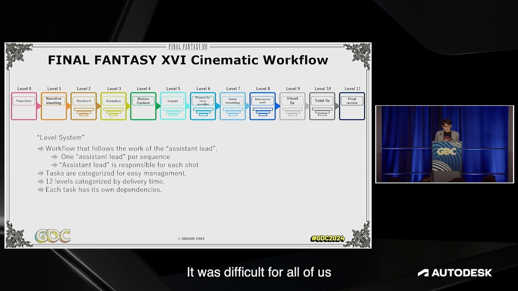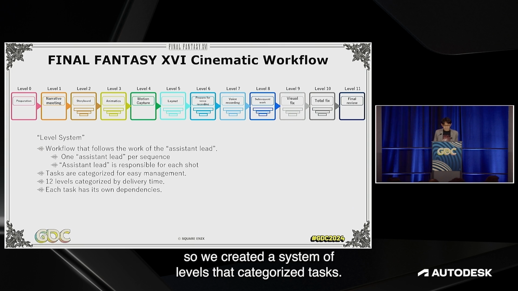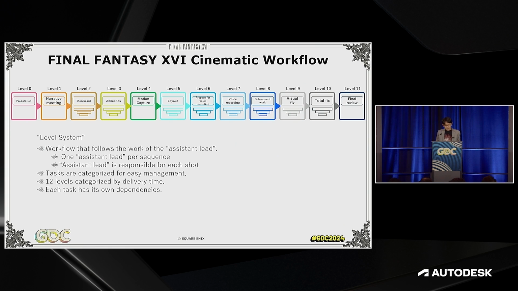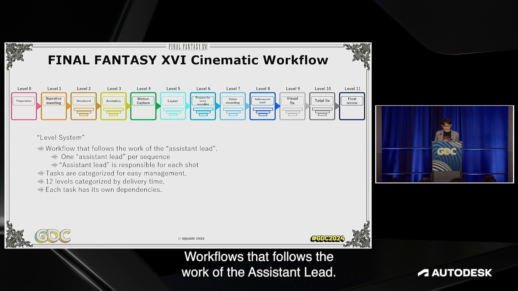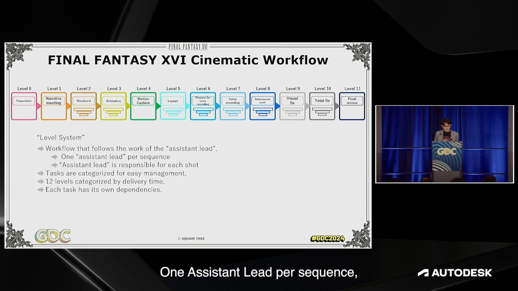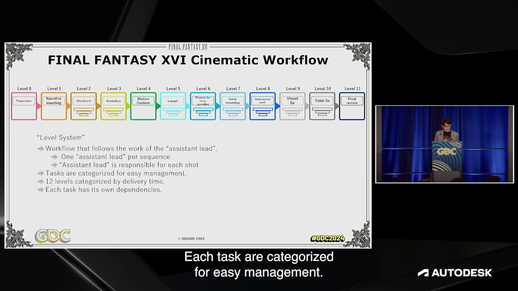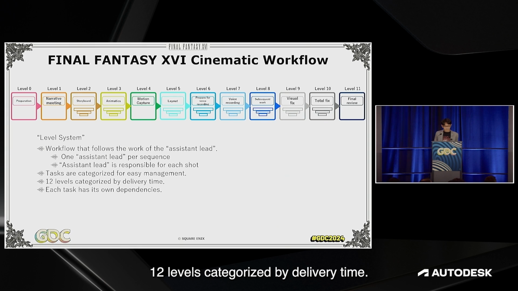It was difficult for all of us to intuitively understand these workflows. So we created a system of levels that categorize tasks. It is a workflow that follows the work of the assistant lead. One assistant lead per sequence, and the assistant lead is responsible for each sequence. Tasks are categorized for easy management. 12 levels categorized by delivery time. As shown in the previous video, each task has its own dependencies.